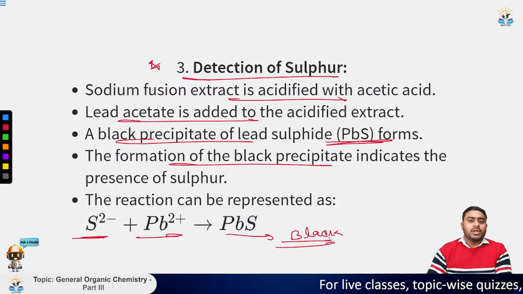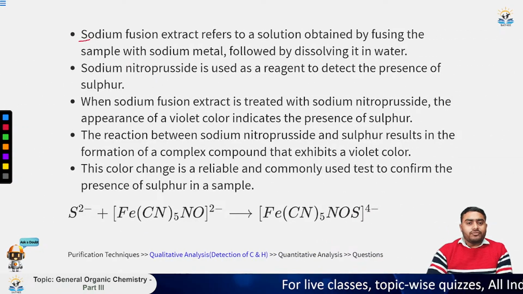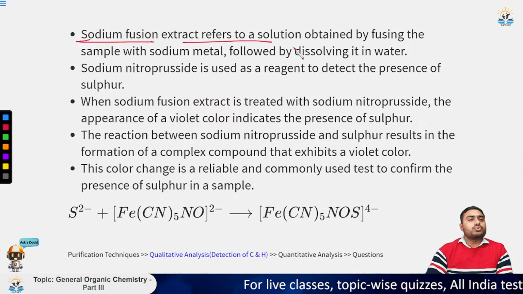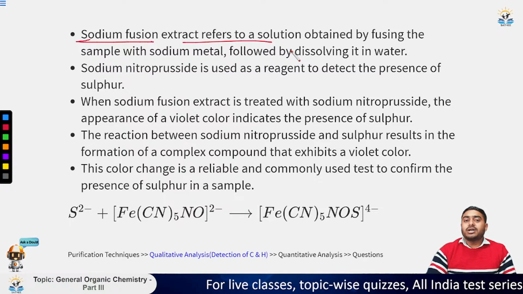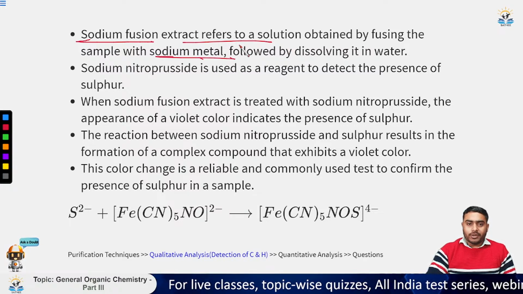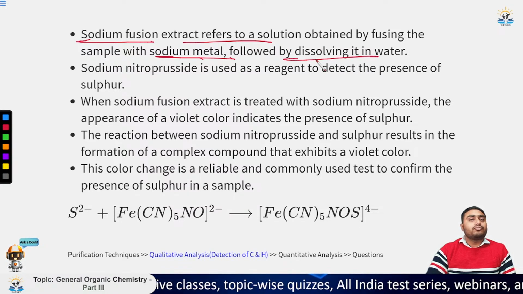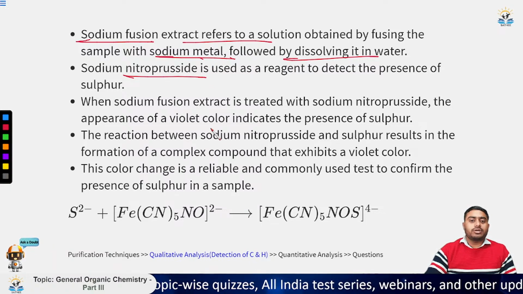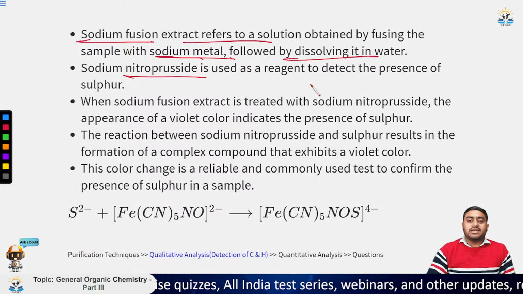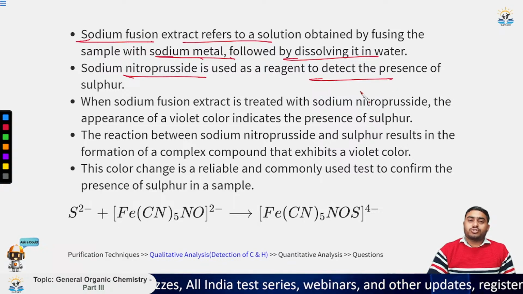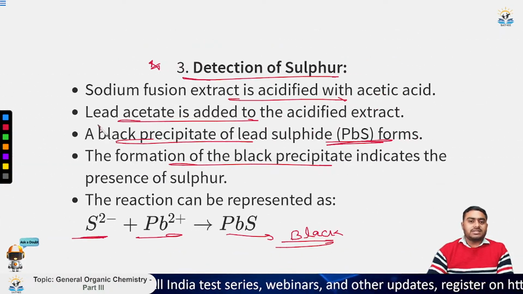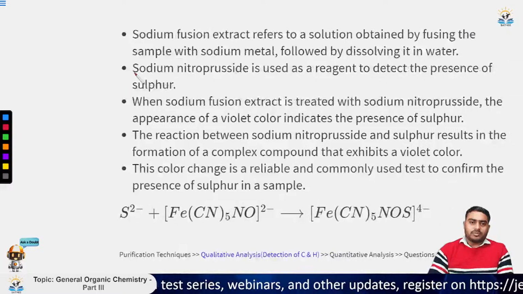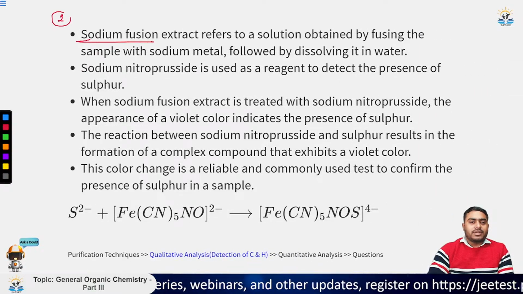Next point: sodium fusion extract refers to a solution obtained by fusing the sample with sodium metal, followed by dissolving it in water. Sodium nitroprusside is used as a reagent to detect the presence of sulfur. So this is one method, and this is the second method.